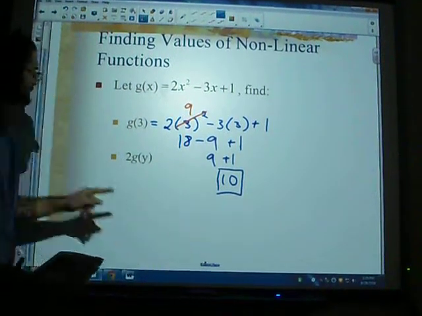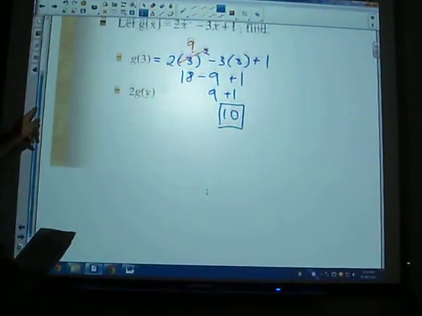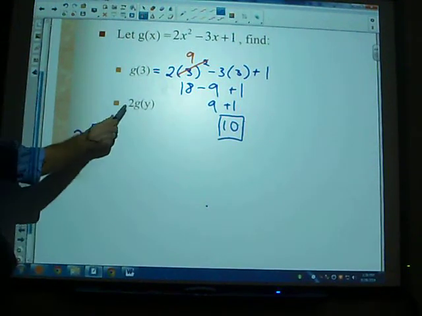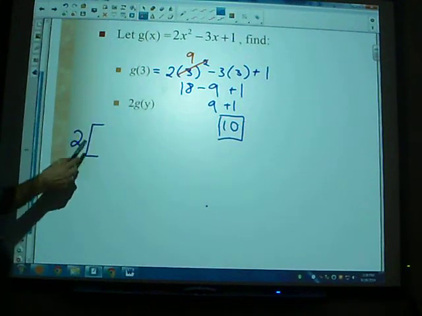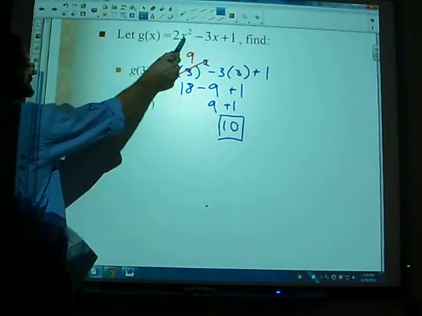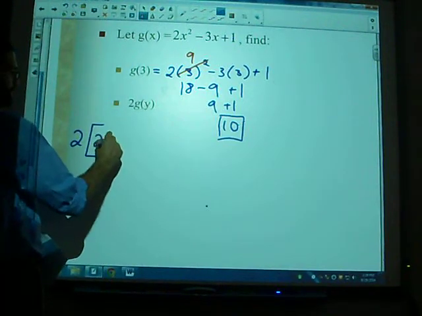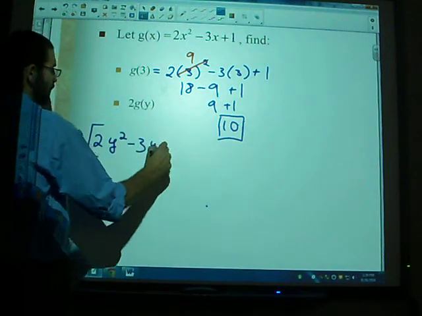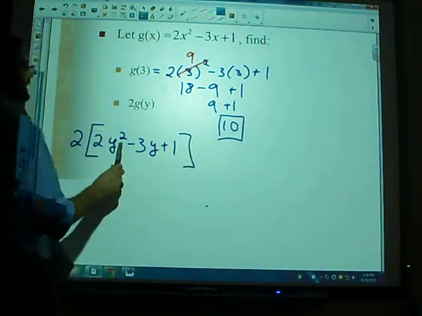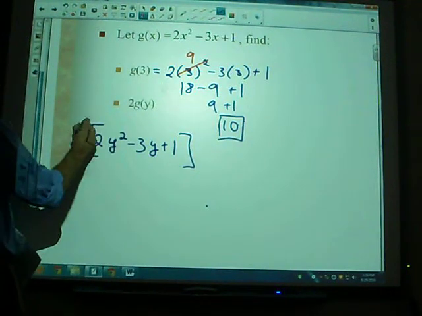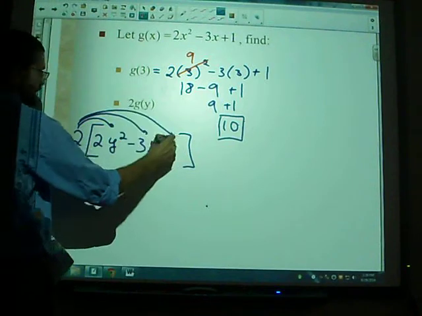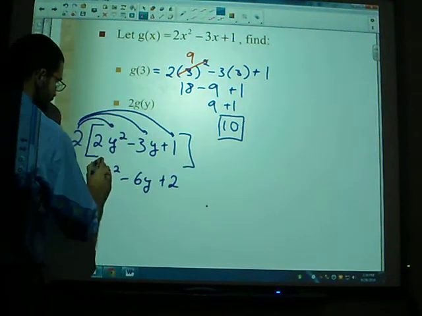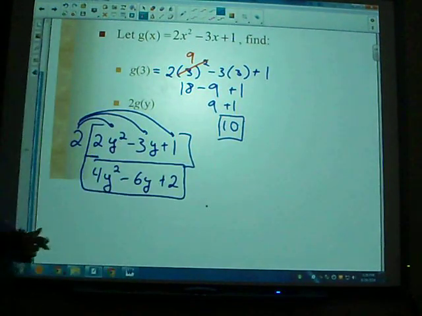If I have a situation like this, we already discussed that if you have a number on the outside of your function, that means that you're multiplying the entire function by this number. So we have 2 times g of y, so 2 is on the outside, and instead of x, I put y now, because that's what is in the parentheses. So it's going to be 2 times y squared minus 3 times y plus 1. So I'm replacing my x with a y. And to simplify, I just distribute and get 4y squared minus 6y plus 2. And there's nothing else that can be done there.